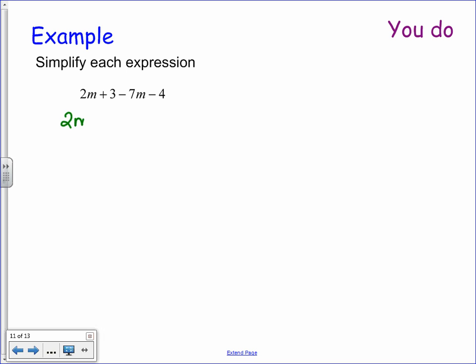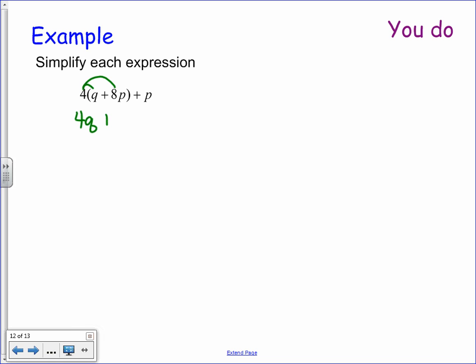So we should move our 2m minus 7m together and our 3 minus 4 together. And we have a 2m minus 7m, which is a negative 5m. And a positive 3 and a negative 4 is a negative 1. So we have a negative 5m minus 1. Okay, and another you do. Try this one as best you can. This one has parentheses in it, so I have to do distributive property. And then replay me when you're ready for the answer.